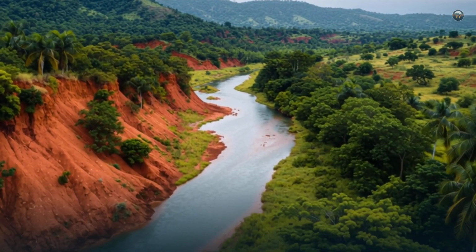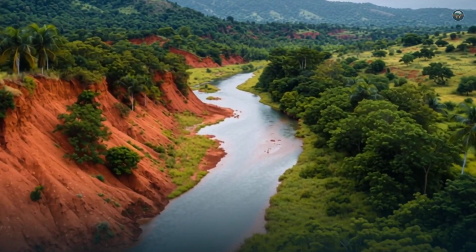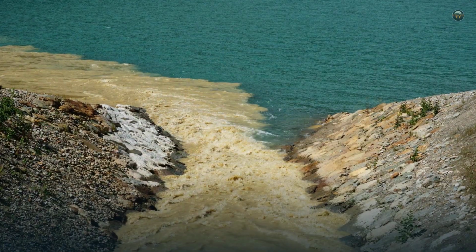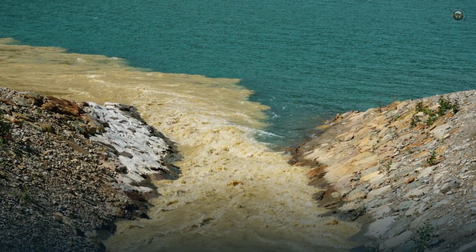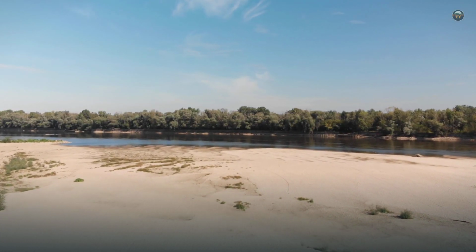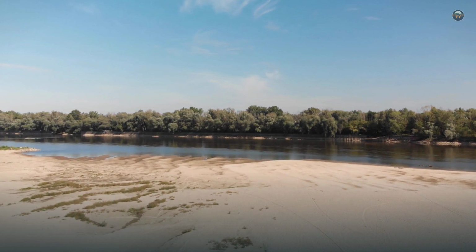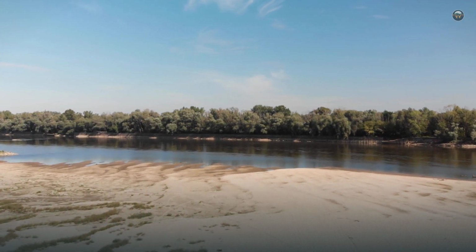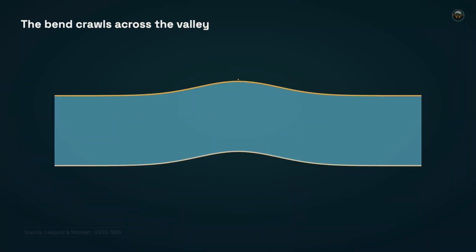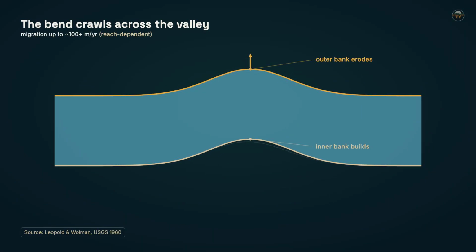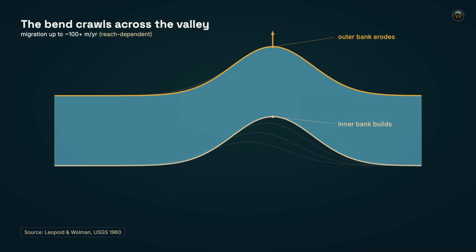Now watch what that does over years. On the outside of every bend, the water strikes hardest, undercutting the bank until it slumps into the river. That's the cut bank. On the inside, the flow goes slack and drops its load of sand, building a smooth curved beach called a point bar. Erode the outside, build the inside, and the entire bend slowly shifts, like a wave frozen into the land, crawling sideways across the valley. The most restless rivers can migrate tens, even hundreds of feet in a single year. The river isn't just bending, it's on the move.